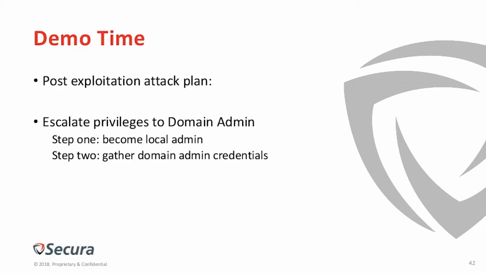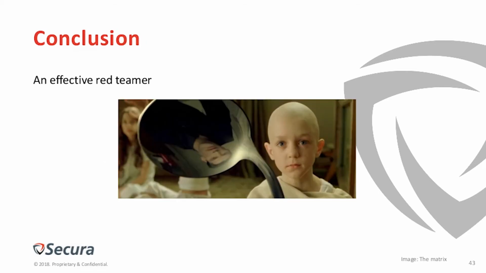So then there's an attack plan after the exploitation. In this case, we escalated privileges to domain admin. We became a local administrator, then we gathered the domain admin credentials and then escalated across the network that way. And ultimately, this makes an effective red teamer.